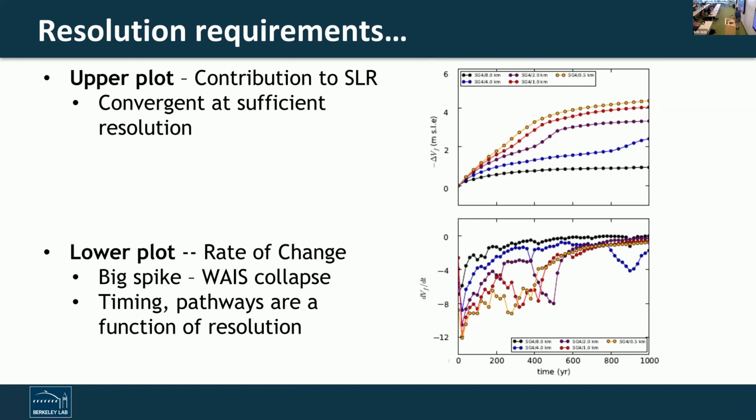This lower plot is the rate of change of sea level rise. And you can see that for the coarse, there's a spike that happens, and it happens at different times. And this spike is basically the collapse of Western Antarctica. And the point here is that for the finest resolution, it happens at about 250 years. And then at different resolutions, it gets later as it gets coarser, and for the really coarse one it never happens at all. So this means that the timing is also a function of resolution.